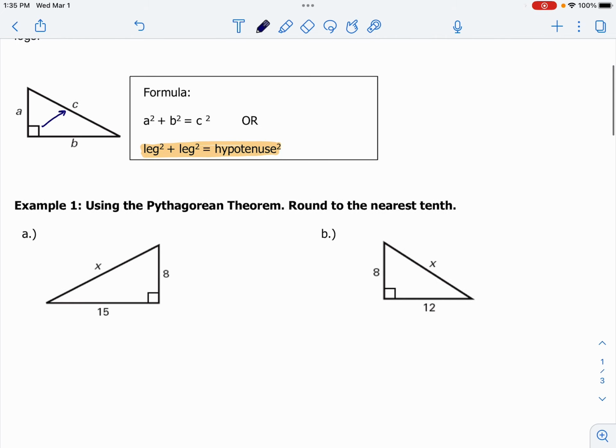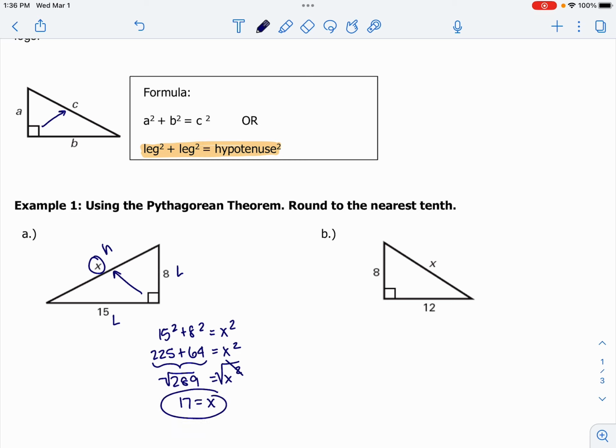So let's look at our examples here. We have example A, our triangle has a hypotenuse across from the 90-degree angle here of x. Hypotenuse, and then my legs are 8 and 15. So I'm going to plug into that leg squared plus leg squared equals hypotenuse squared. So 15 squared plus 8 squared equals x squared. Okay, you'll definitely need a calculator today. 15 squared is 225 plus 8 squared is 64. After you square your numbers, you're going to add together 225 and 64, which is 289, equals x squared. Once you get to this step, we want to get x by itself, so we're going to cancel out that squared by square rooting both sides. On my calculator, I'm going to take the square root of 289, and I get 17. So 17 equals x. That's my missing side of my right triangle.